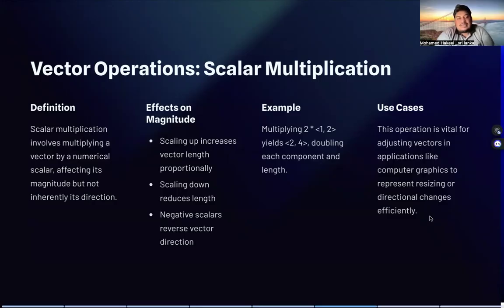Scaling up increases vector length proportionally. Scaling down reduces length. Negative scalars reverse vector direction. Example: multiplying by 2 yields doubling each component and length. Use case: this operation is vital for adjusting vectors in applications like computer graphics to represent resizing or directional changes efficiently.